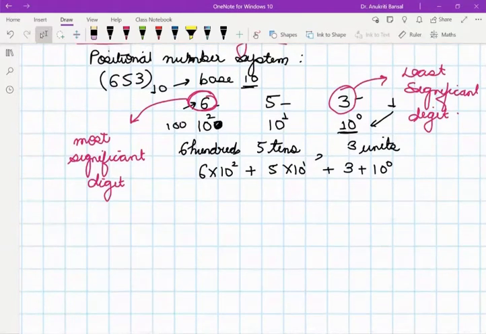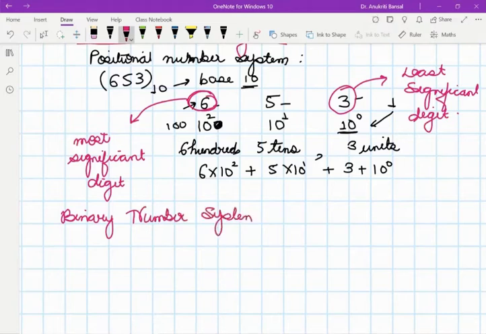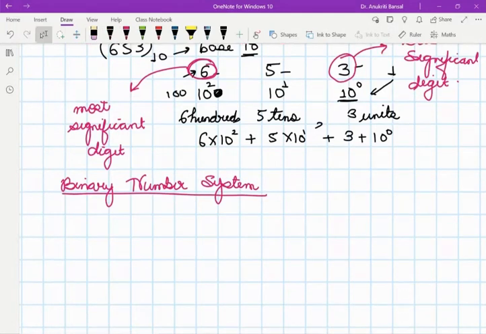The other number system is the binary number system. In the binary number system, we use only two digits. We have just two digits, and a combination of these two digits can be used to represent any number. In the binary number system, these digits are also called bits. So 0 bit or 1 bit. Okay.